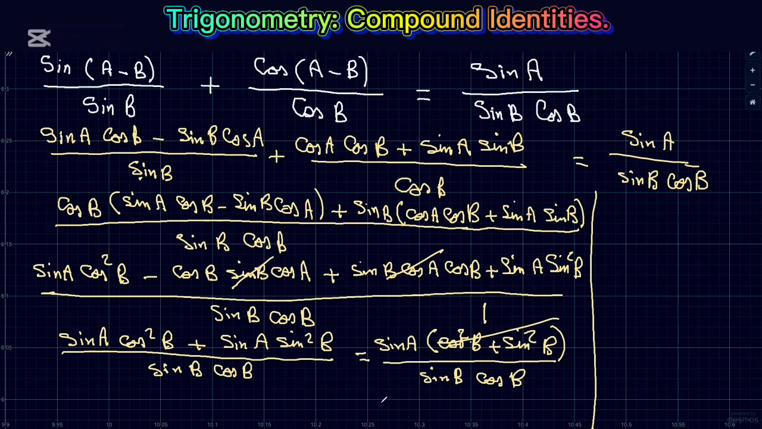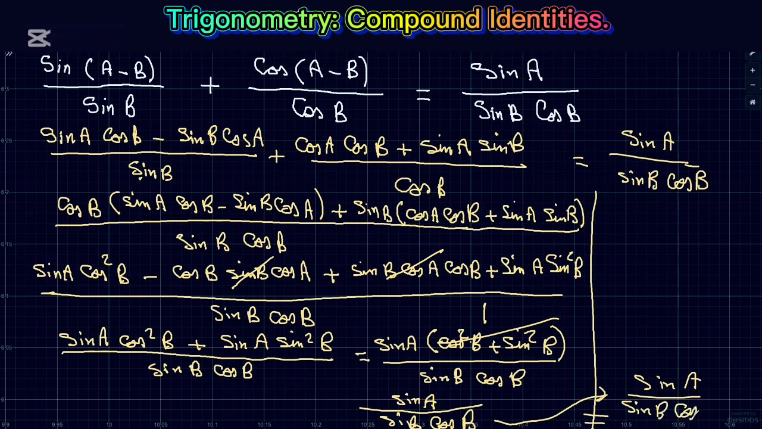And then you'll have sine A right here on top, and you'd have sine B cos B, which is exactly that. So basically it equals sine A over sine B cos B, and this identity has been proven.